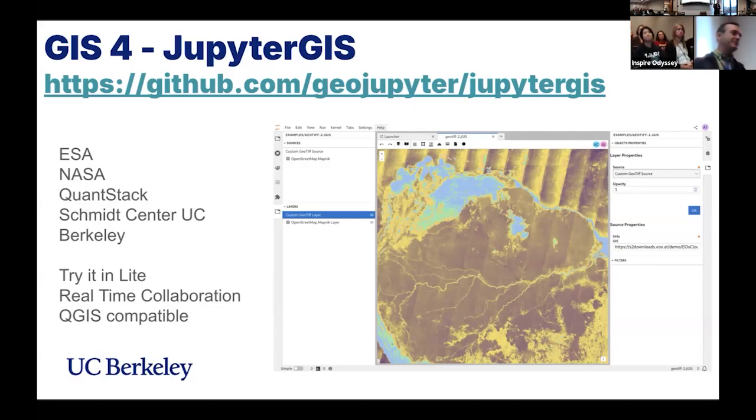The other thing that they have here is real-time collaboration. A lot of people are waiting for this in Jupyter generally. People are used to Google Docs, where multiple people can edit. So this is possible here.